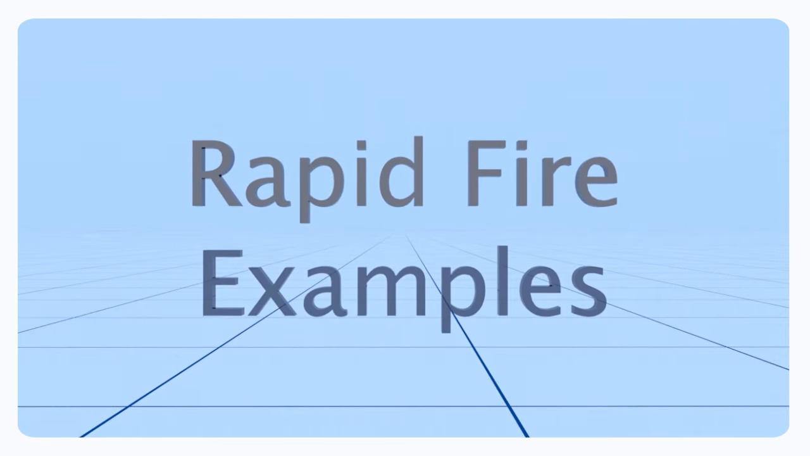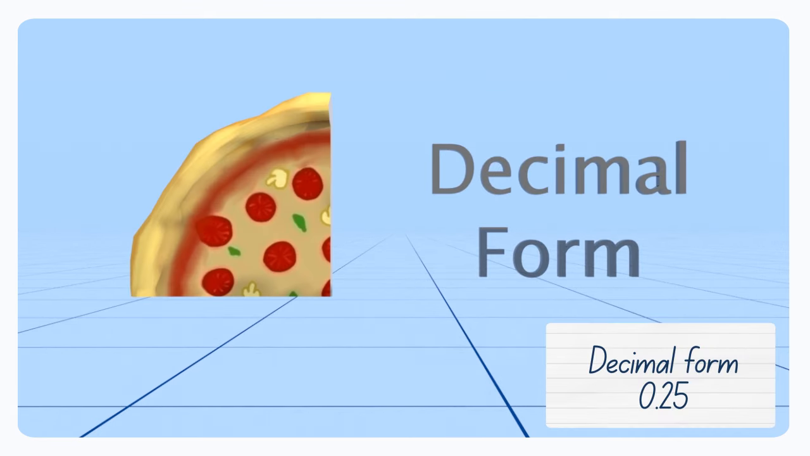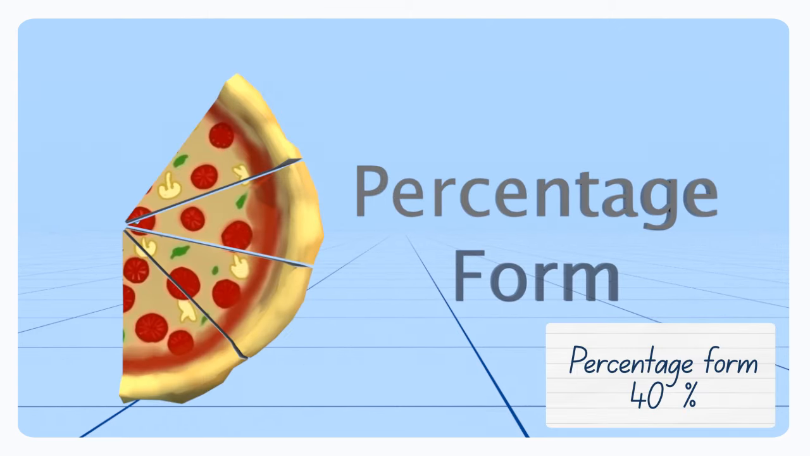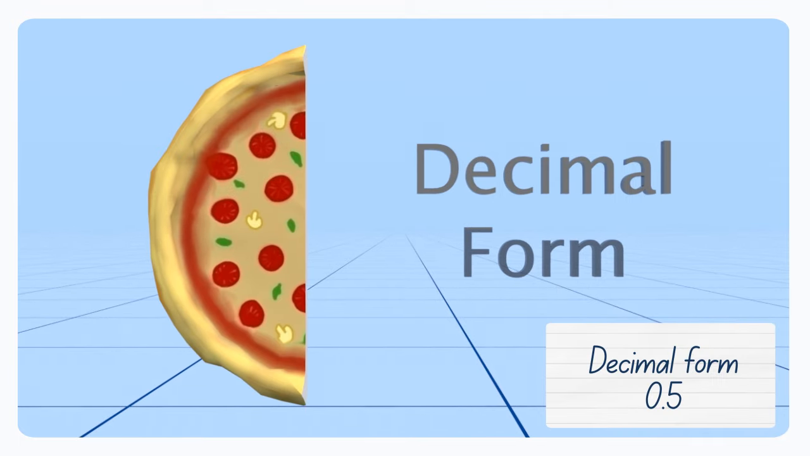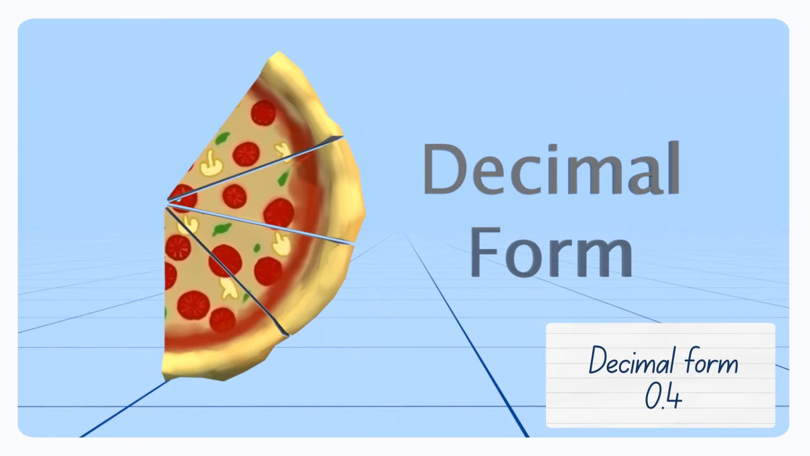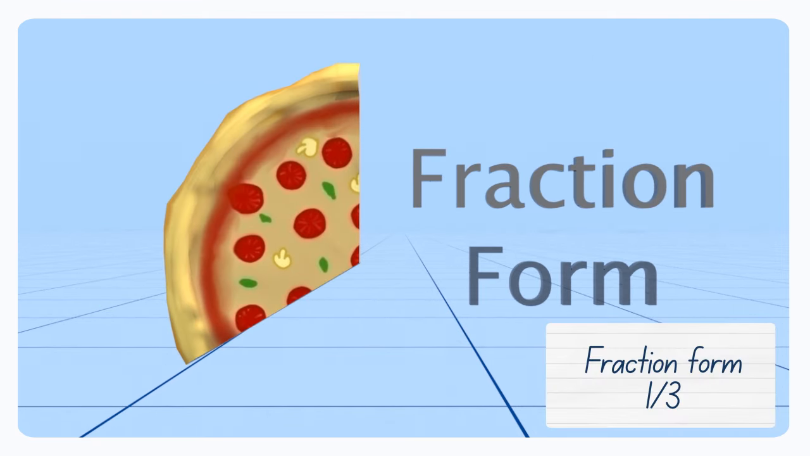All right, it's time for some rapid-fire examples. Let's test what we've learned. Get ready to answer quickly. Here we go. 0.25. Yes, that's 25%. Great job. 50%. That's right, it's 1 by 2. Keep going. 40%. Correct. 0.5. Yes. 1 by 4. That's right. 0.4. Yes. 75%. Spot on. 1 by 3. Correct.